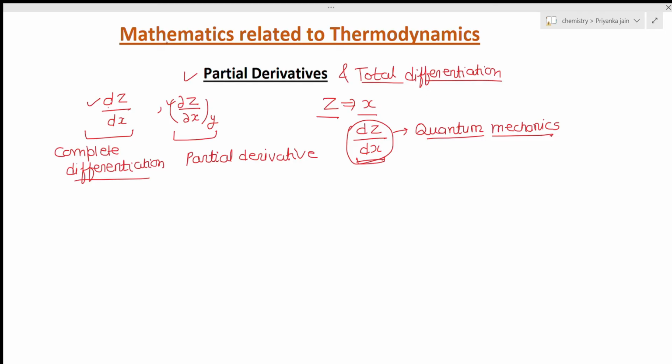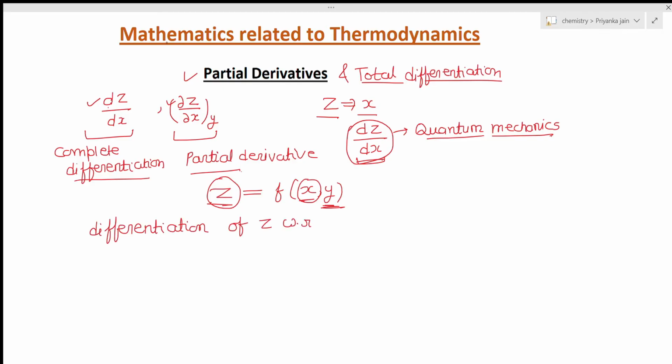But now in thermodynamics you see a new term, this partial derivative. What is it? See here, suppose we are saying that z is a function of x and y. These are two variables, one is x and another one is y, and z is a function of them. So we can do its differentiation with respect to both of them. Suppose one time we are doing the differentiation of z with respect to x, keeping y constant.